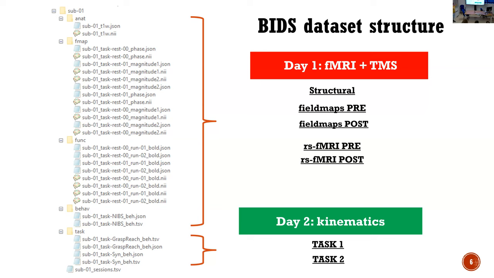Then we added a behavioral folder in which we described all the TMS protocol that we employed in each participant. So the TMS stimulation, the type of stimulation, the intensity, which was of course single subject specific, the point of the stimulation that was also single subject specific, and all the characteristics of the TMS protocol. Lastly, we had also a task folder in which we summarized the behavioral data acquired from the kinematics experiment.